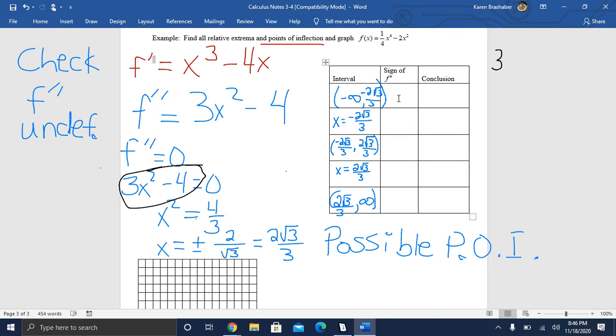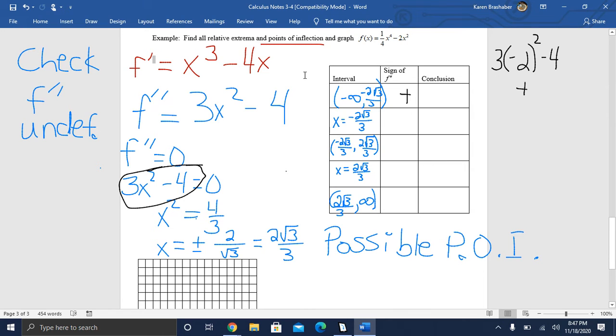So for example, I'm using -2. I'll plug in -2 for the x. So 3 times -2 squared minus 4. Remember, I'm only concerned about whether this is positive or negative. So -2 squared is going to be positive times 3. That's actually going to be positive 12. And then subtract 4. This is going to give me a positive answer. And I'll have a positive sign of f double prime in that interval.